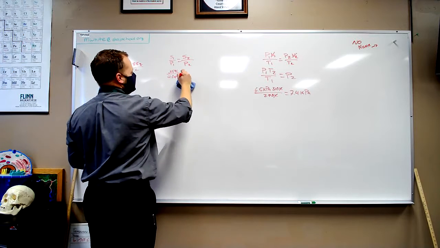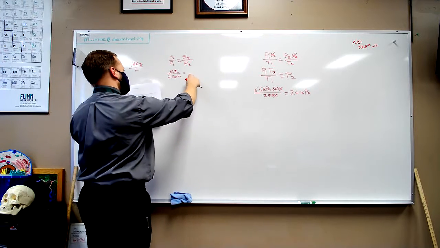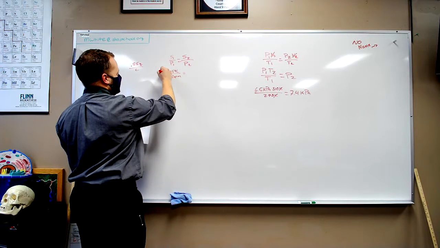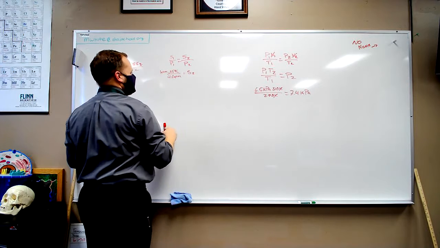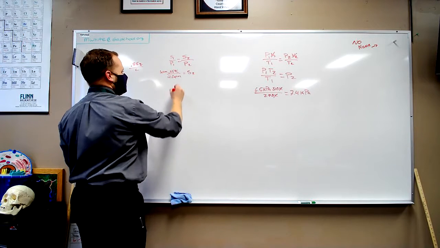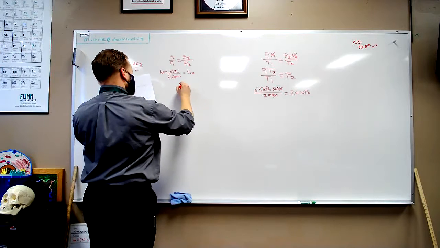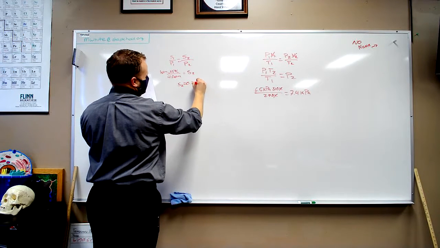Okay. And we know our second pressure, so we're going to bring that over here, 1 atmosphere. And that's going to give us our second solubility. Atmosphere cancels out. And we get S2 equals 0.21.